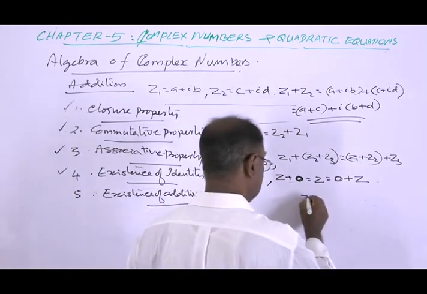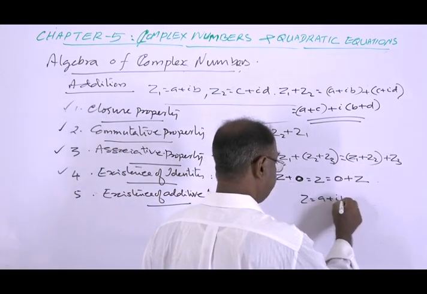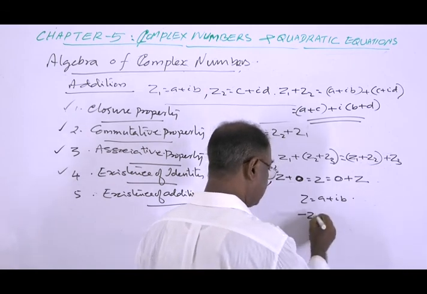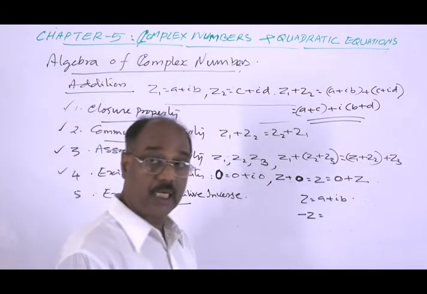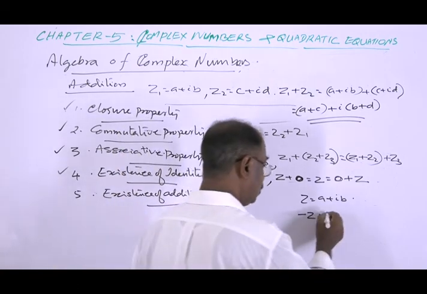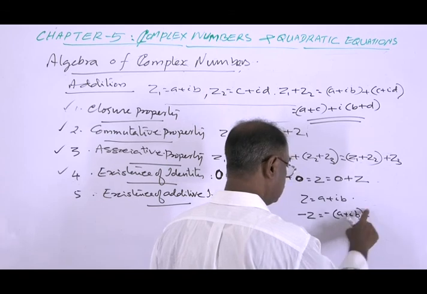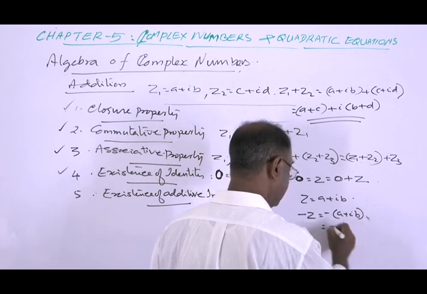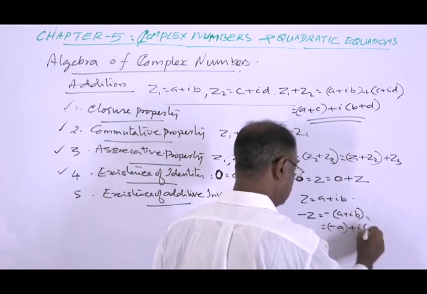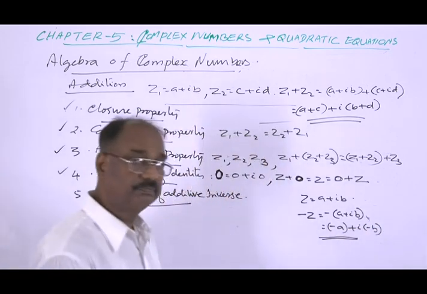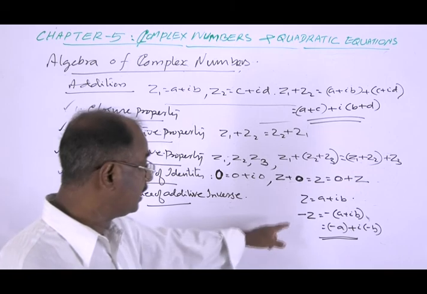Suppose Z is equal to a plus ib is a complex number. Then its negative, denoted by minus Z, is defined as minus Z equal to minus of a plus ib, which is equal to minus a plus i into minus b. So this is the negative of the complex number.